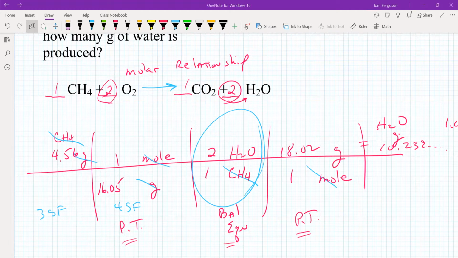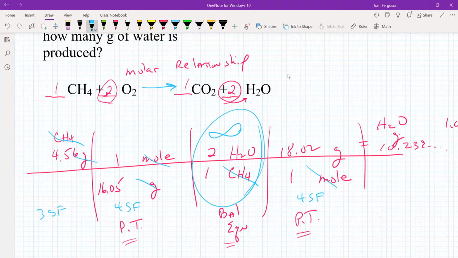This is a trick question. When you balance the equation, it's a perfect ratio, not measured. So how many sig figs is this? It's exact, so there's no sig figs, I guess. Exactly. So that's infinite sig figs, so that doesn't come into play regarding determining our sig figs for our answer.